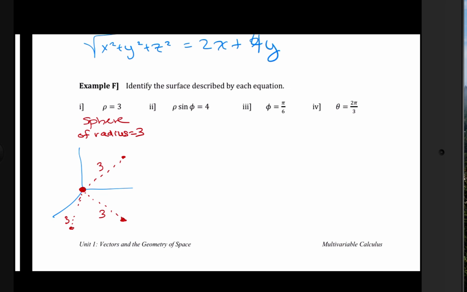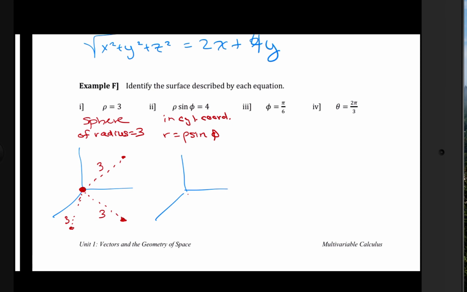All right, this next one says rho sine phi equals 4. If I remember some of my conversions, in the cylindrical coordinate system, rho sine phi is the same as r. So this is saying that the r value is always 4. If I think back to that cylindrical coordinate system, what does that mean?